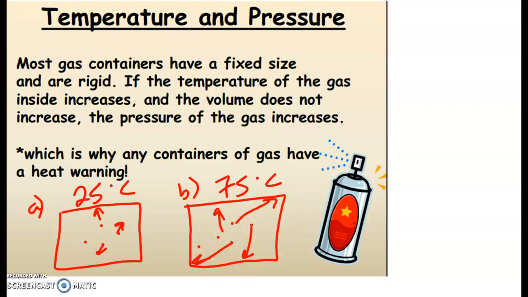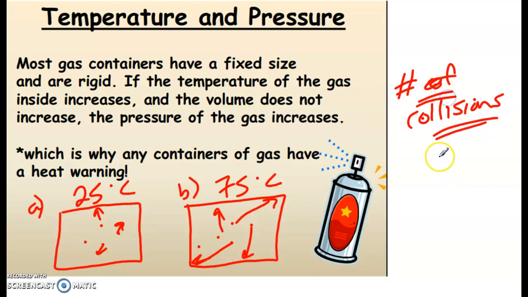They're bouncing around a lot more inside of that container. So what ends up happening is, remember, the key is the number of collisions will directly affect the pressure. So if we have more collisions, you have more pressure. So hopefully it would make sense that the one that has a higher temperature has a higher number of collisions because they're bouncing around so much more than it would be at the 25 degrees.